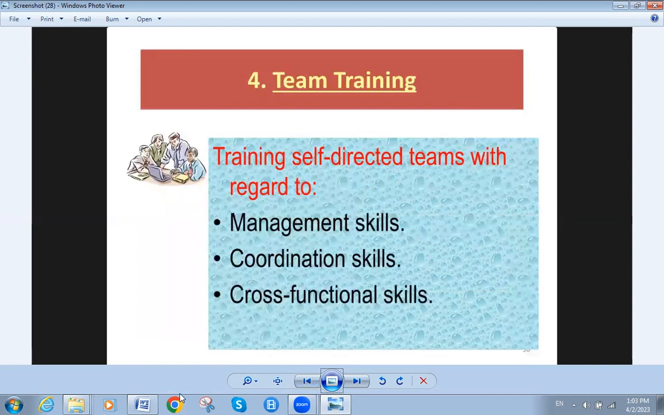Team training means training self-directed teams with regard to management skills, coordination skills, and cross-functional skills. Again, team training aims to increase knowledge in these three fields: management skills, coordination skills, and cross-functional skills.